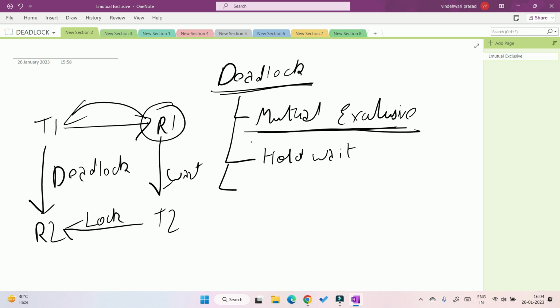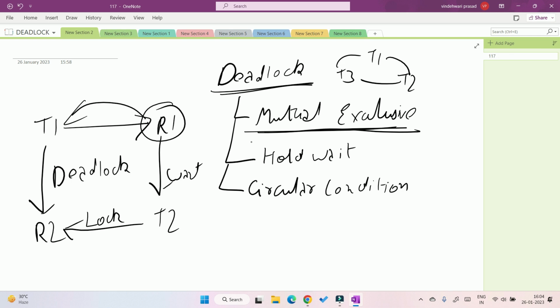Third one is circular condition. What is circular condition? In circular condition, what happens? T1 holds something and waits for another resource. T2 holds that resource and waits for another resource. T3 holds something and waits for T1's resource. Now this becomes the circular condition and no one can complete their work. This is called a circular condition of deadlock.